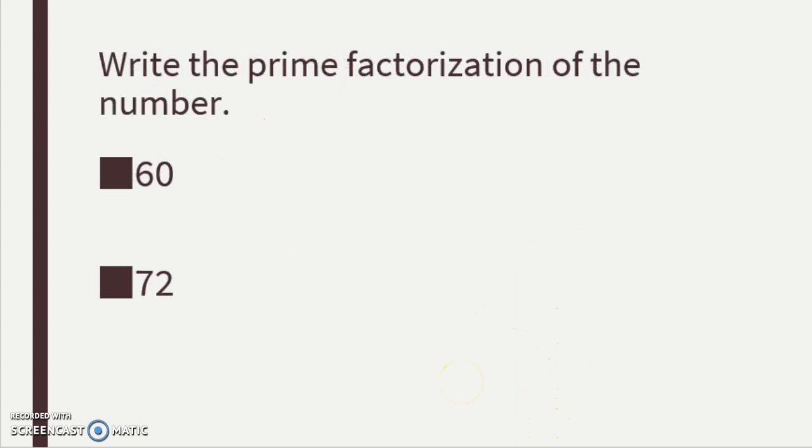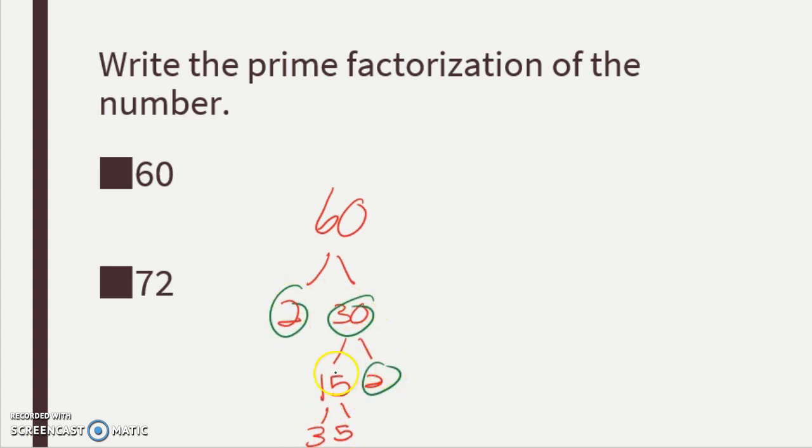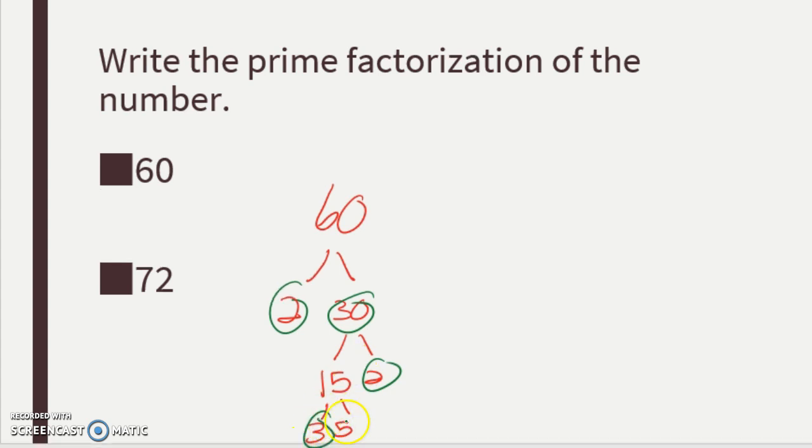Moving to the next stuff, prime factorization of the number. So prime factorization, remember that is our tree method. So we break these up. 60, you could break it into 2 and 30. 30 you can break into 15 and 2. 15 breaks down into 3 and 5. Then you circle your prime. Oops, sorry, should not have circled that one. You circle, or you can box in your prime numbers. So my final answer is going to be 2 squared times 3 times 5.